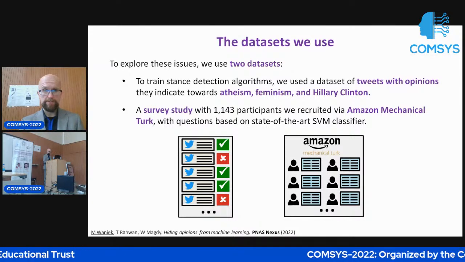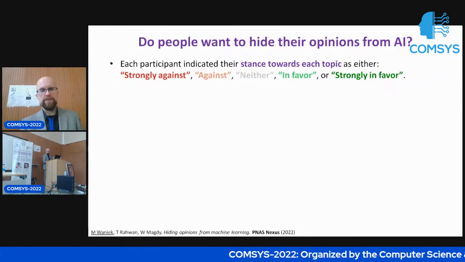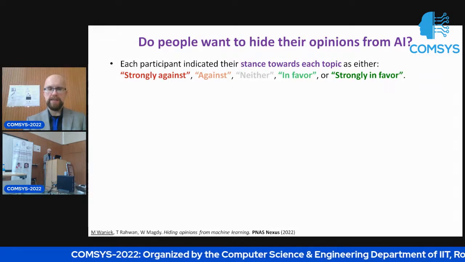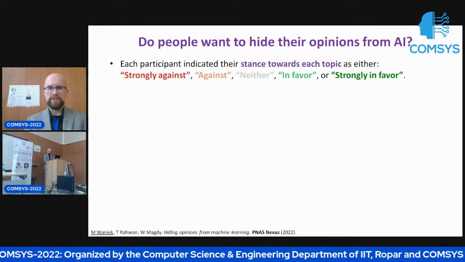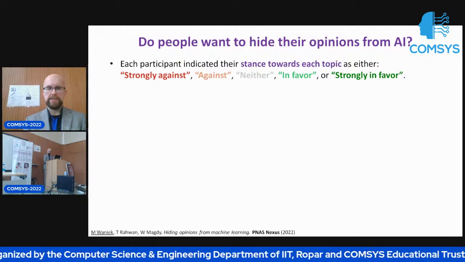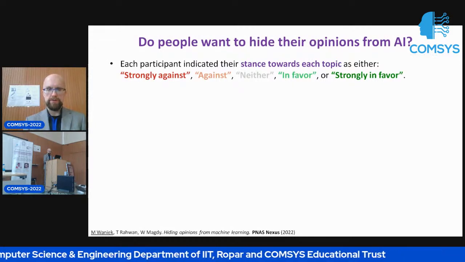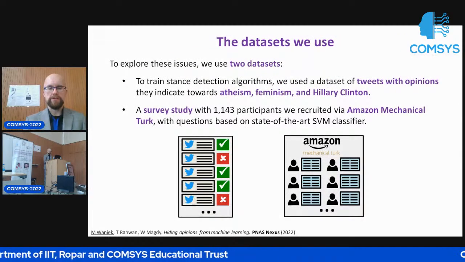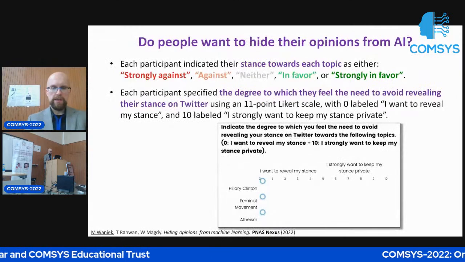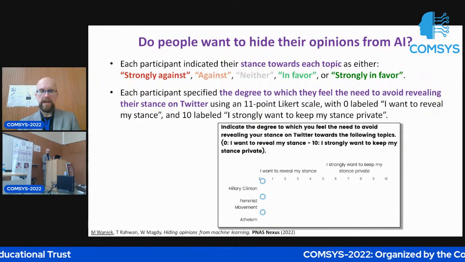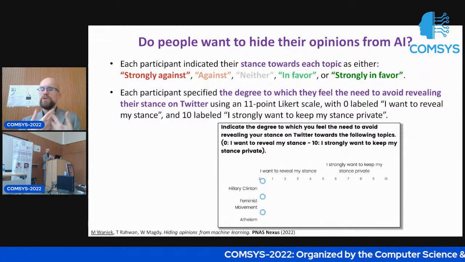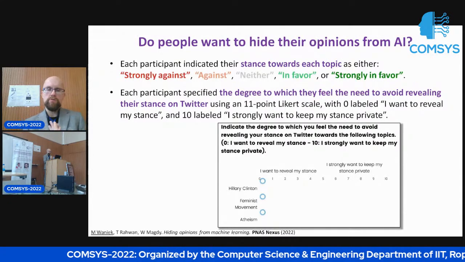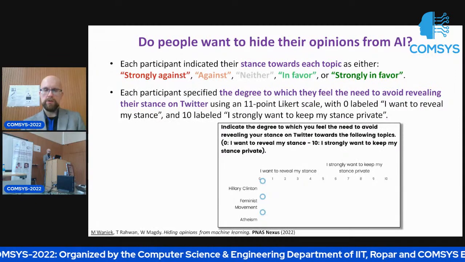And what are our results? First, we asked every single participant to state their opinion about each topic as strongly against, against, neither, in favor, strongly in favor. So again, these topics were atheism, feminism, and Hillary Clinton. Then we asked each participant to what degree they feel the need to avoid revealing this stance. So do they want to hide the stance or not?